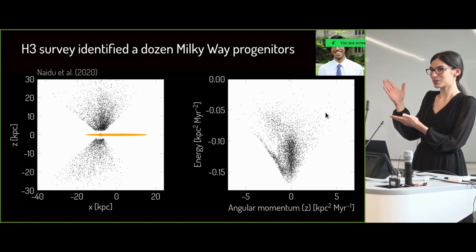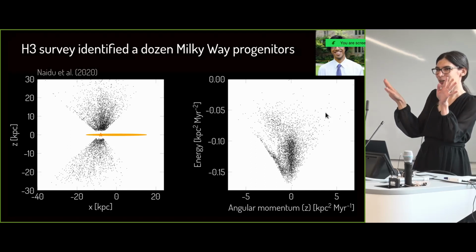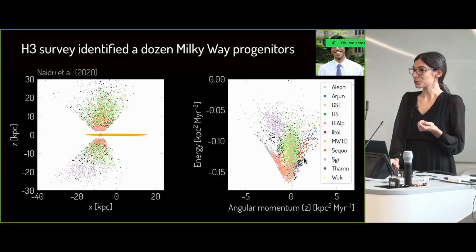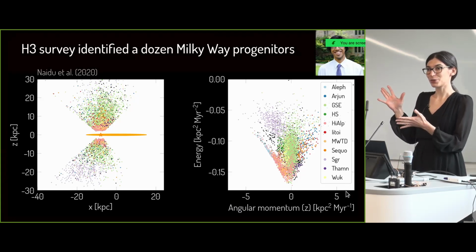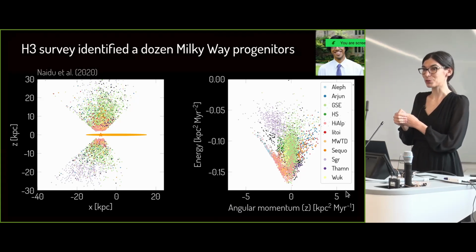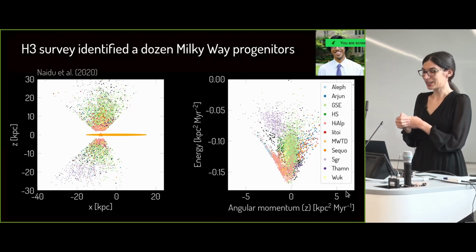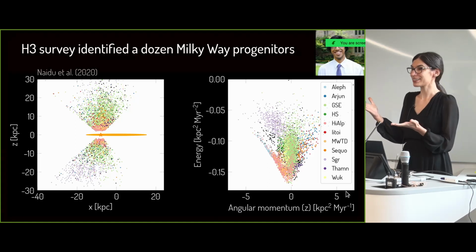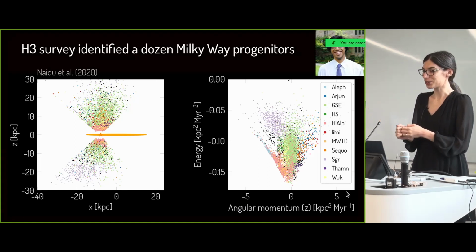But what Rohan did was isolate those and look at what else is there, and he found that for 85% of the stars in our sample he could identify the unique progenitor. And so this was a very exciting finding, that we actually can decompose our galaxy into its individual progenitors.